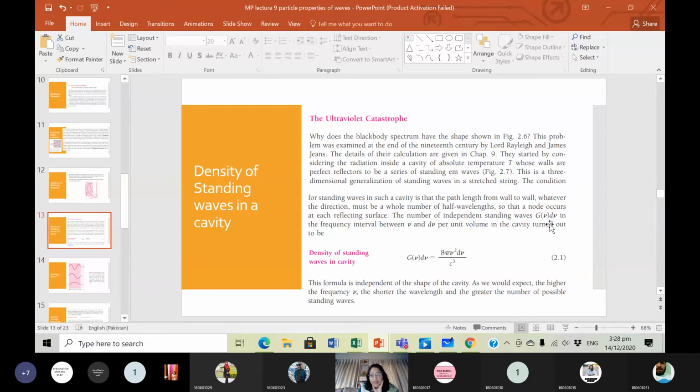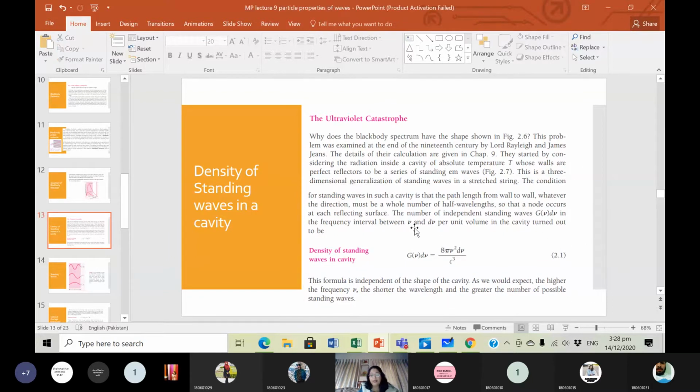So basically, the number of independent standing waves, g(nu) d nu, in the frequency interval between nu and nu plus d nu, per unit volume of the cavity, turned out to be this. What is nu here? Nu is frequency. Again, don't confuse that with velocity, because nu is not velocity, it is frequency. So Rayleigh and Jeans, we're not going to derive this formula, but they came up with this formula that the number of independent standing waves is given by this formula per unit volume in this interval d nu, which is an interval of frequency. So they determined that it's given by this formula.